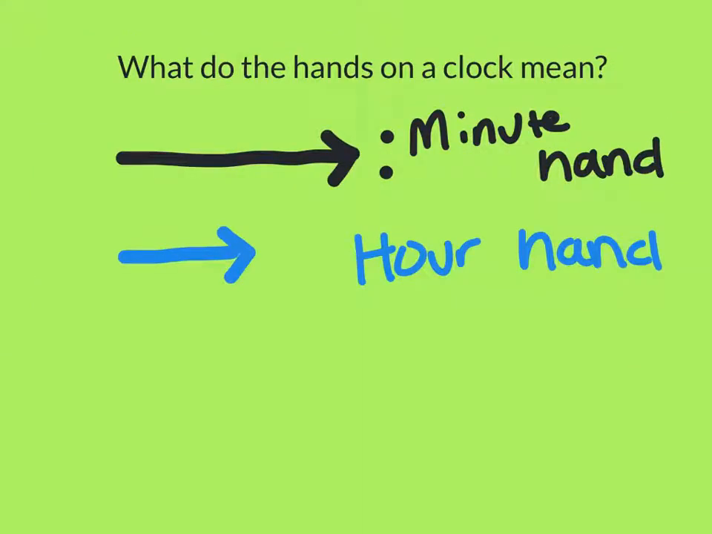Alright, let's start by reviewing what the parts of the clock are. Let's start with what each hand on the clock means. The longer hand right here that I have represented in black means the minute hand. And the shorter hand that I have represented in blue represents the hour hand.